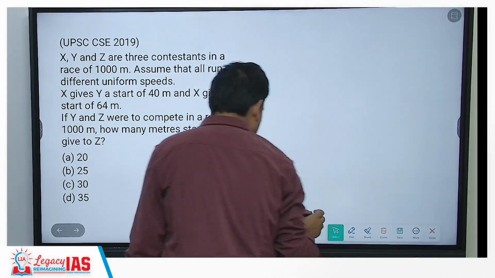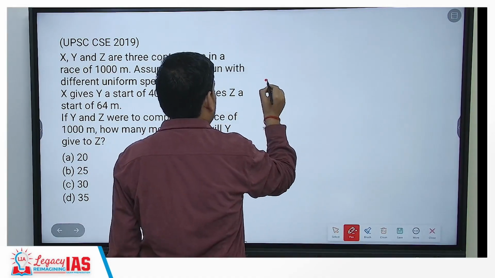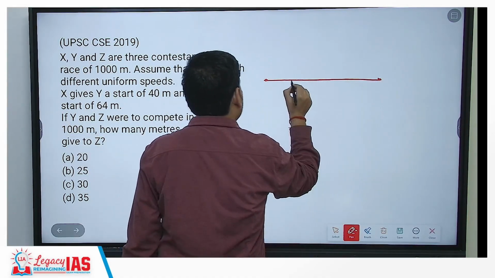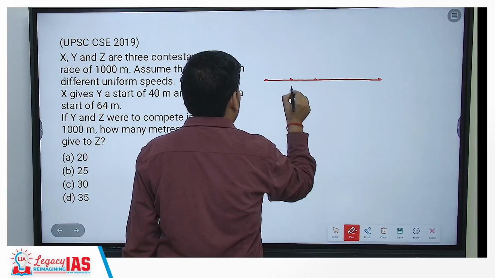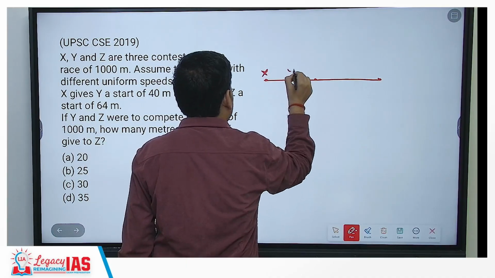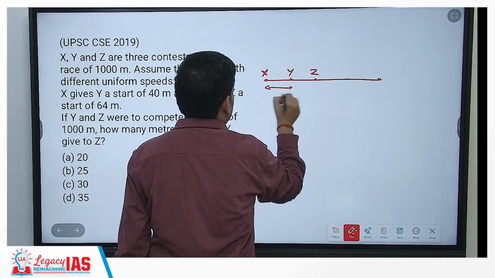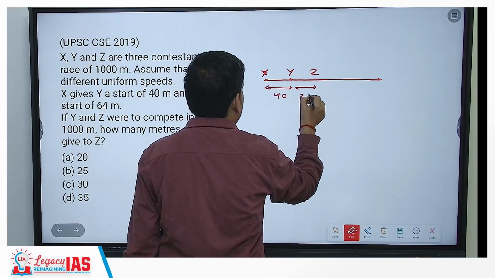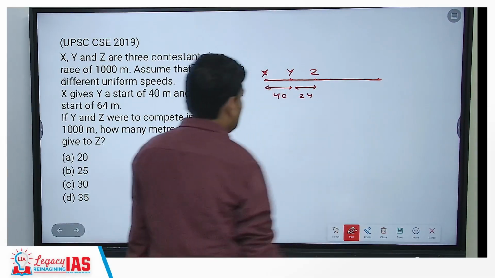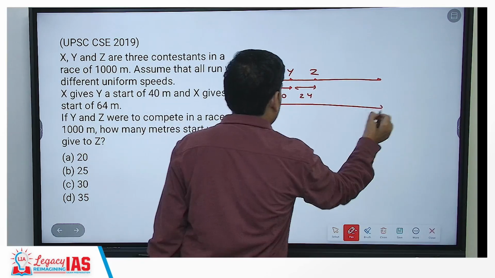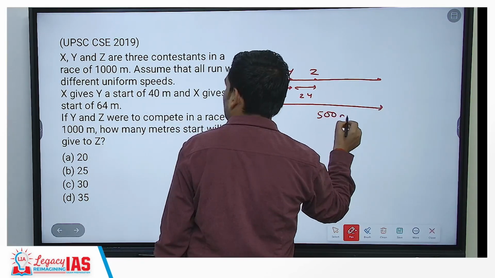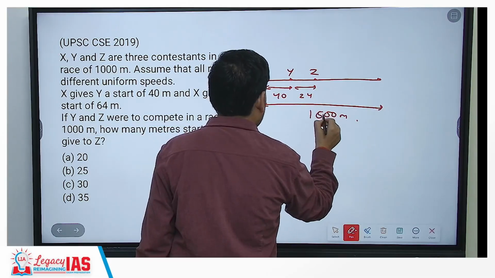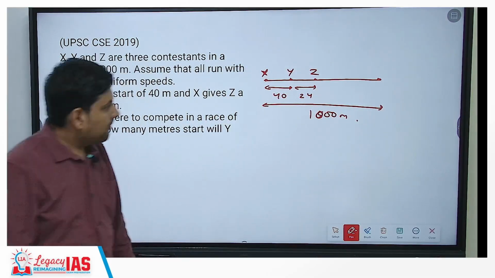See this. Simple unitary method will follow. So this is x, this is y, this is z, this is 40, this was 24, and this was the end of the race. This whole thing was 1000 meters. Correct?